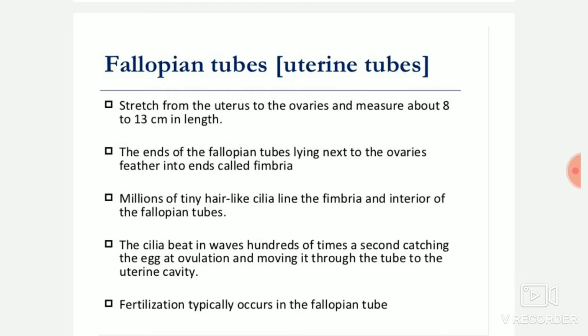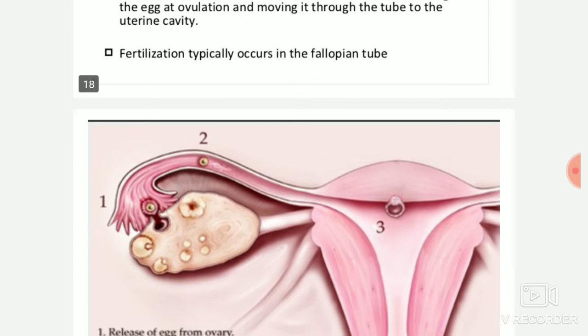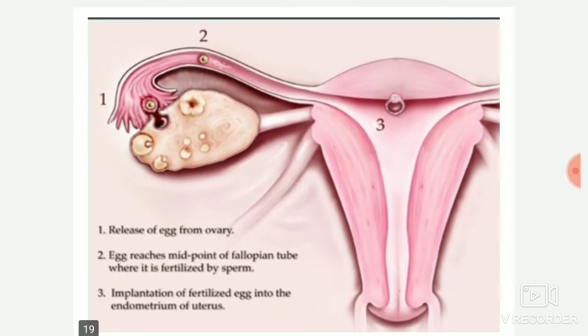As I told you, it moves only with this. Fertilization typically occurs in the fallopian tube. So the fallopian tube is the place of fertilization.